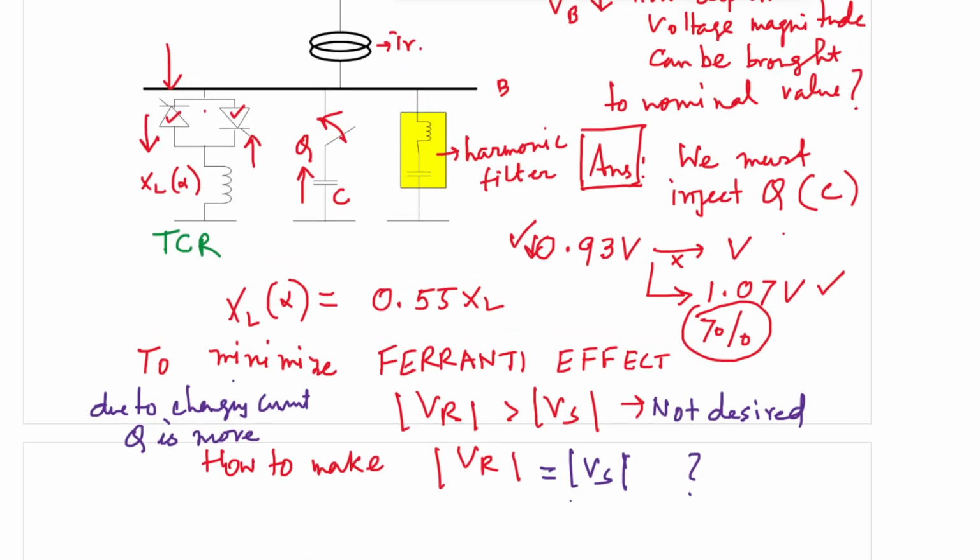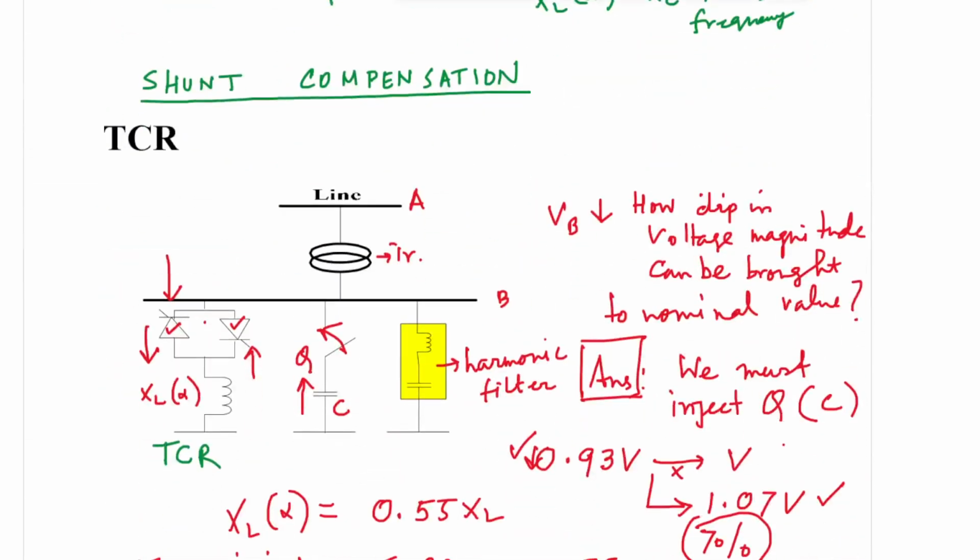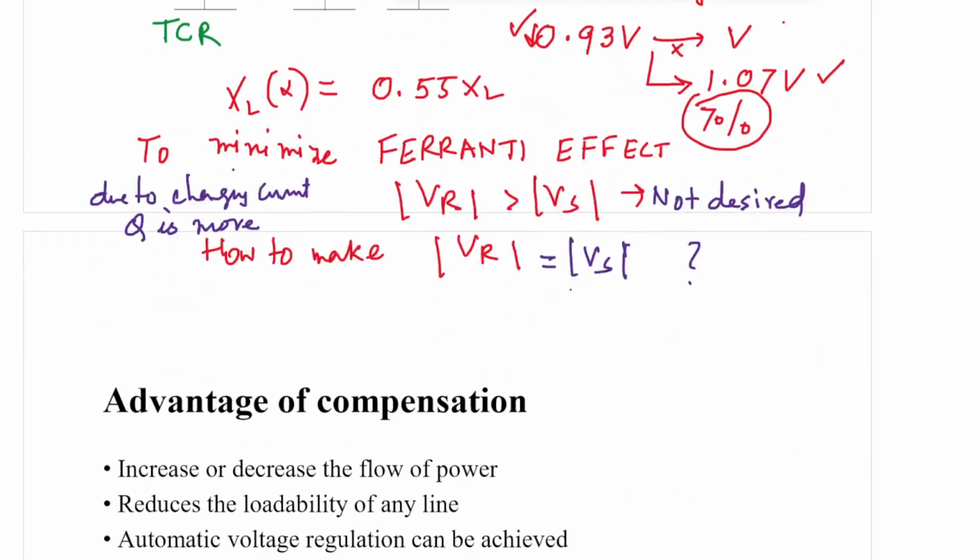If you now fire your SCRs at an appropriate angle, the excess amount of Q will be absorbed by this inductor, and it will make VR equal to Vs. So this is the application of TCR. We can use it to reduce, minimize or nullify the Ferranti effect. This is one application of series compensation and one application of shunt compensation each.